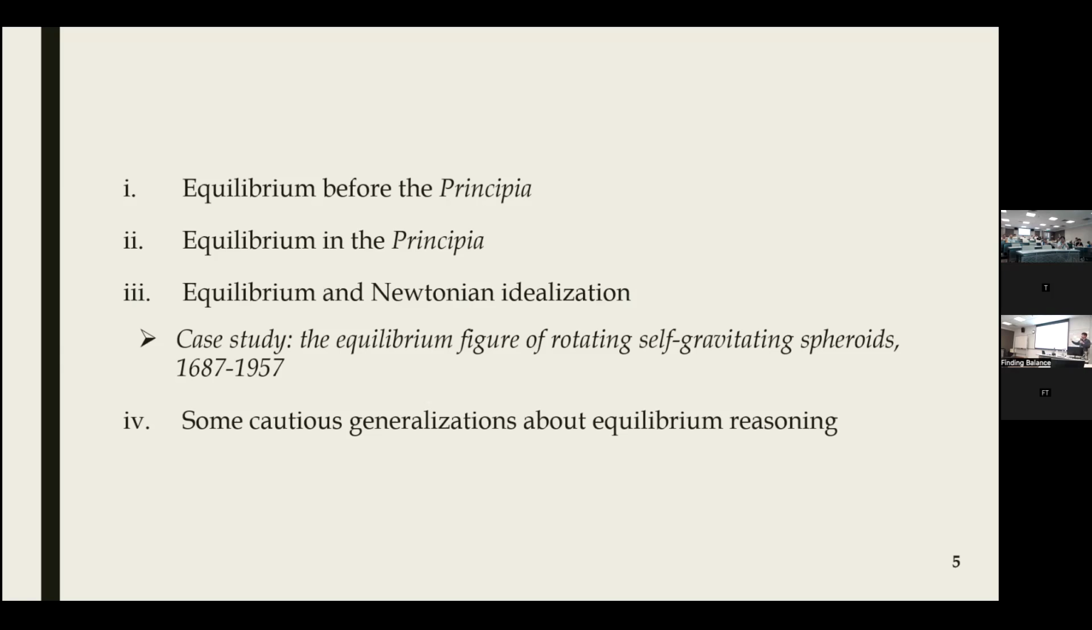Since I think we should all look at the second one because we haven't looked at it enough, and I'm writing a book about it, I'm going to look at that case study, which is the modeling of the equilibrium figures of rotating self-gravitating spheroids, which is just to say the shape of planets, the primary one being the Earth. And then I'm going to try to draw some cautious generalizations about what the specific episode about Newtonian equilibrium idealization tells us perhaps about the use of equilibrium reasoning in physics more broadly.